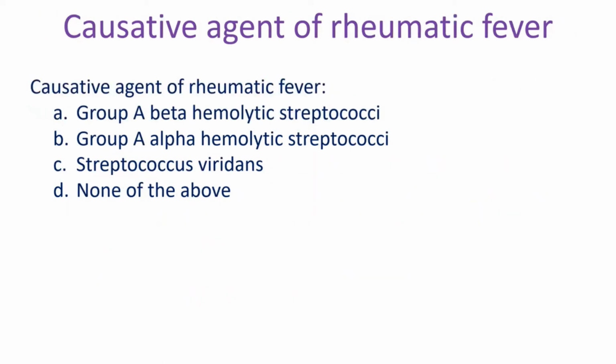Causative agent of rheumatic fever: A. Group A beta hemolytic streptococci, B. Group A alpha hemolytic streptococci, C. Streptococcus viridans, D. None of the above.